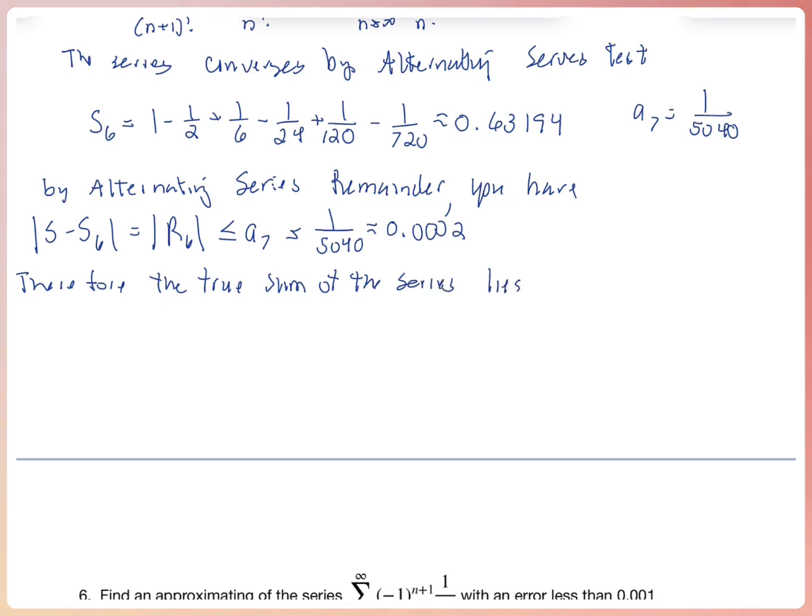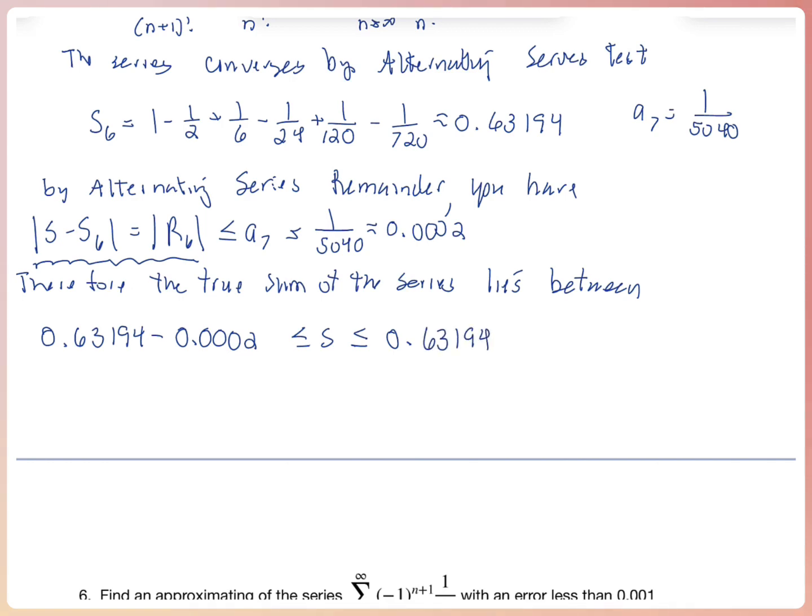So let's rewrite this. Okay. Absolute value means I can add or subtract each side to get the S by itself. So if I want to get S by itself, I could add or subtract that S of 6. So we have our S of 6, which is 0.63194, minus our a sub 7 term, which is less than or equal to our exact sum, which is less than or equal to our S of 6 plus our a sub 7 term.